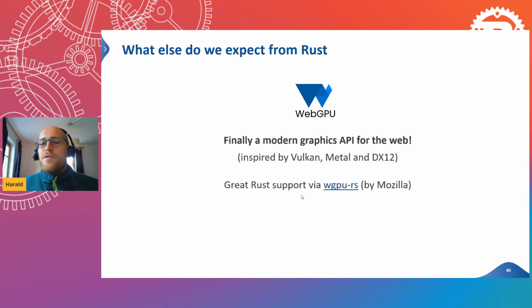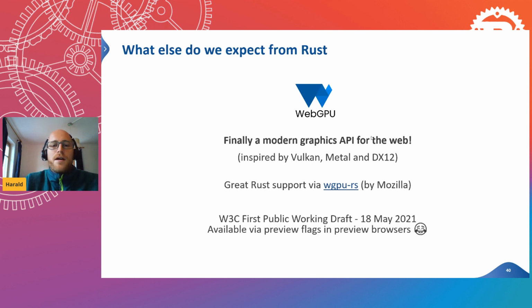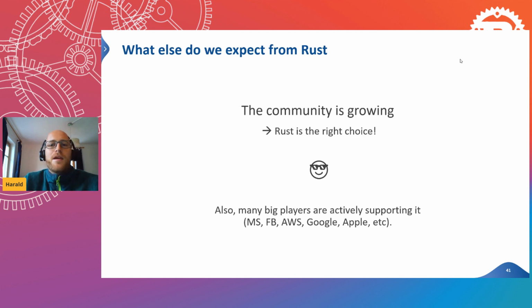Also, what we are looking forward to is using WebGPU in the future. And there is already a great library developed by Mozilla, wgpu-rs. WebGPU offers a modern graphics API for the web, and is inspired by Vulkan, Metal, and DirectX. Just 1 or 2 weeks ago, the first public working draft came out, and it's already available via preview flags in the preview browsers. So it's also quite experimental so far, but there are a lot of things going on in this direction. And the community is growing, which verifies to us that Rust is definitely the right choice, and also many big players are actively supporting it.